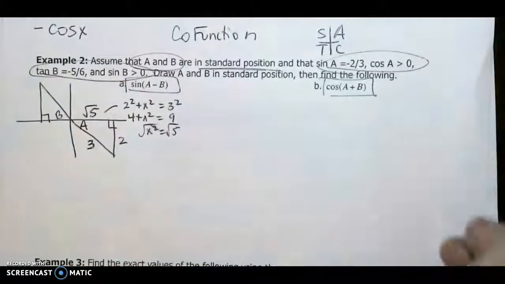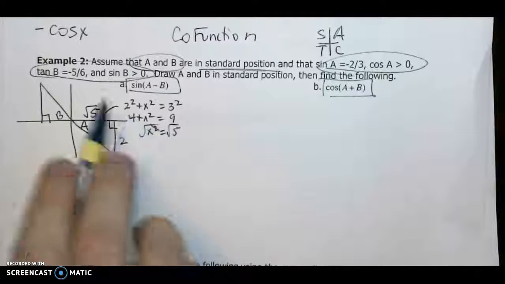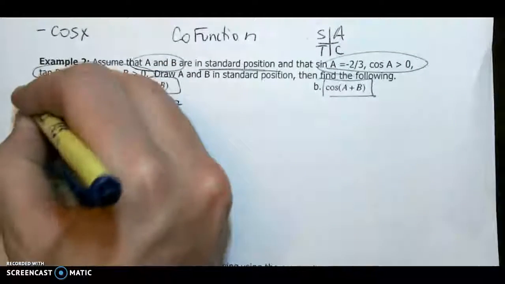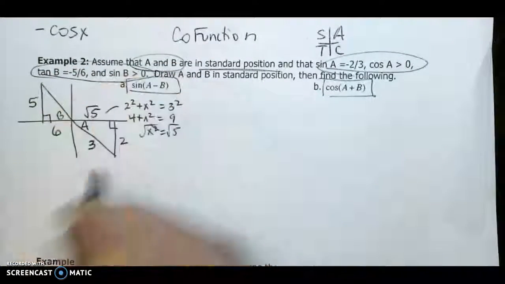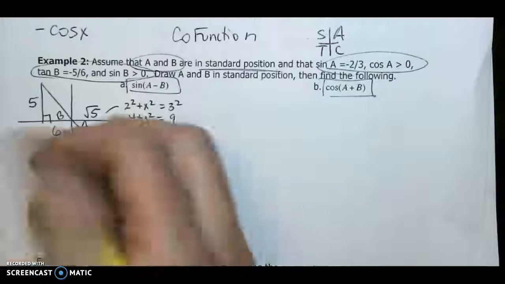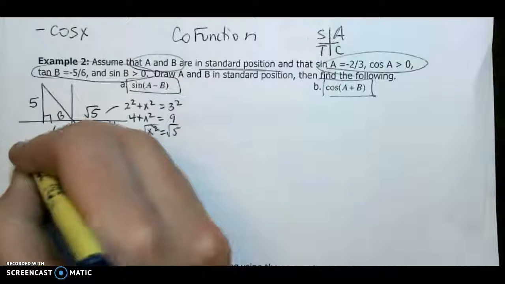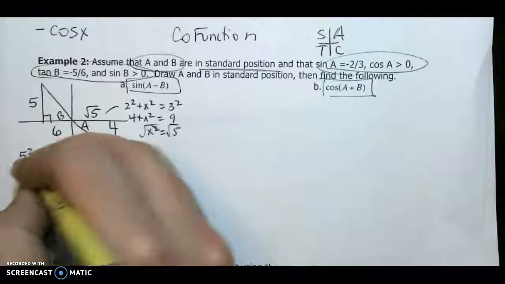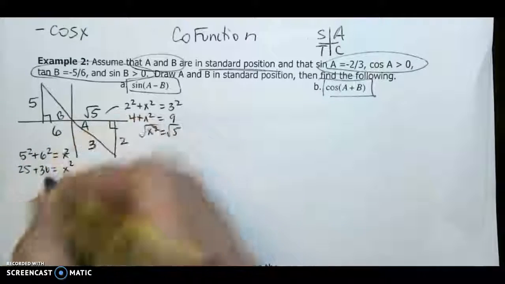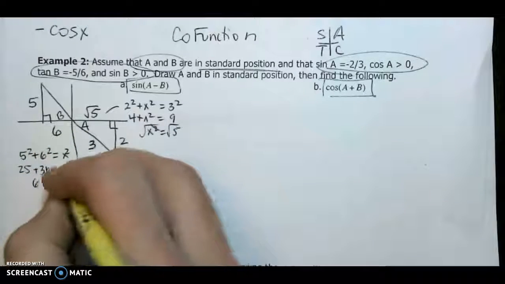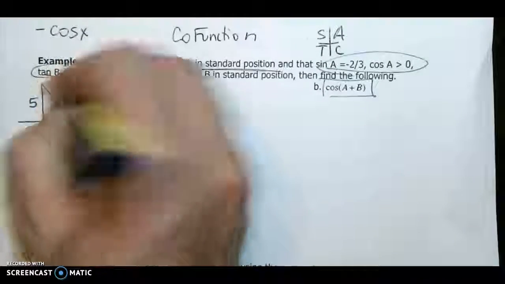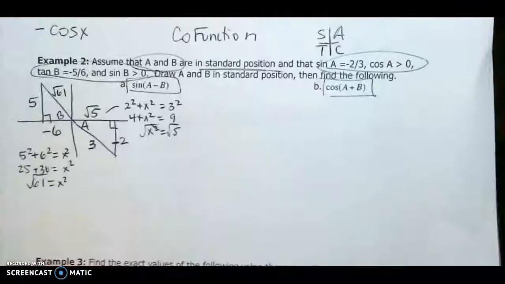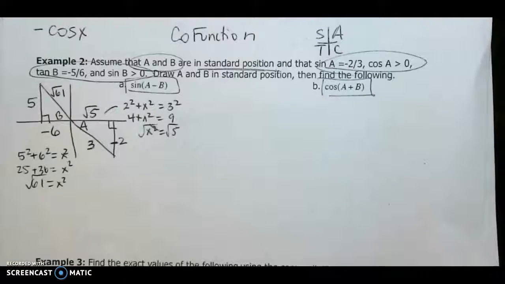Then you want to label your B picture. So looking at B, it says tangent is opposite over adjacent. So you can label the opposite, you can label the adjacent, and then we're going to use the Pythagorean theorem to find the hypotenuse. So 5 squared plus 6 squared equals the missing side squared. You're going to have 25 plus 36. You're going to get 61 and take the square root, so radical 61. So now we have our full pictures. 2 is going down, 6 is going left, so you need to put negatives on them. Now we have full pictures.